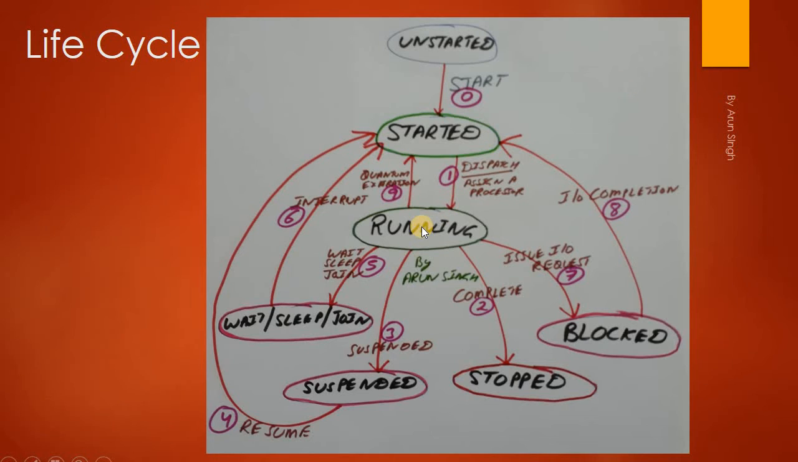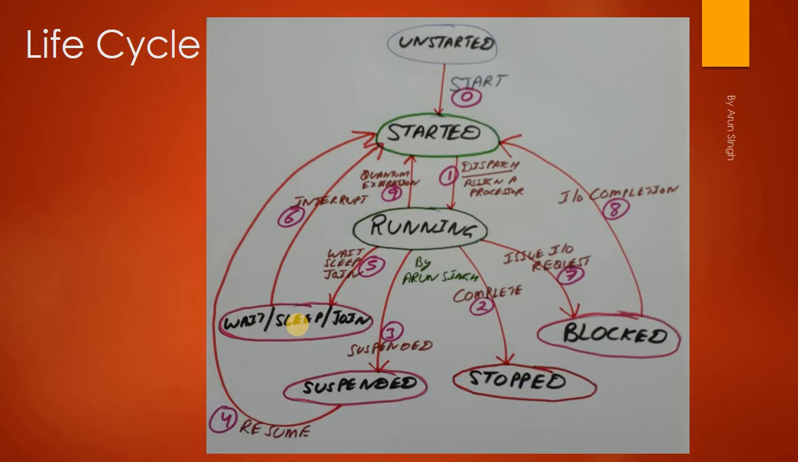Now someone has called thread.wait or thread.sleep or thread.join. Why these three states? If I say thread.wait, that means I'm calling a wait method on the thread and it will wait for some specific time. Whether it will definitely wait for that time is in the hands of the operating system. It is not in my control.